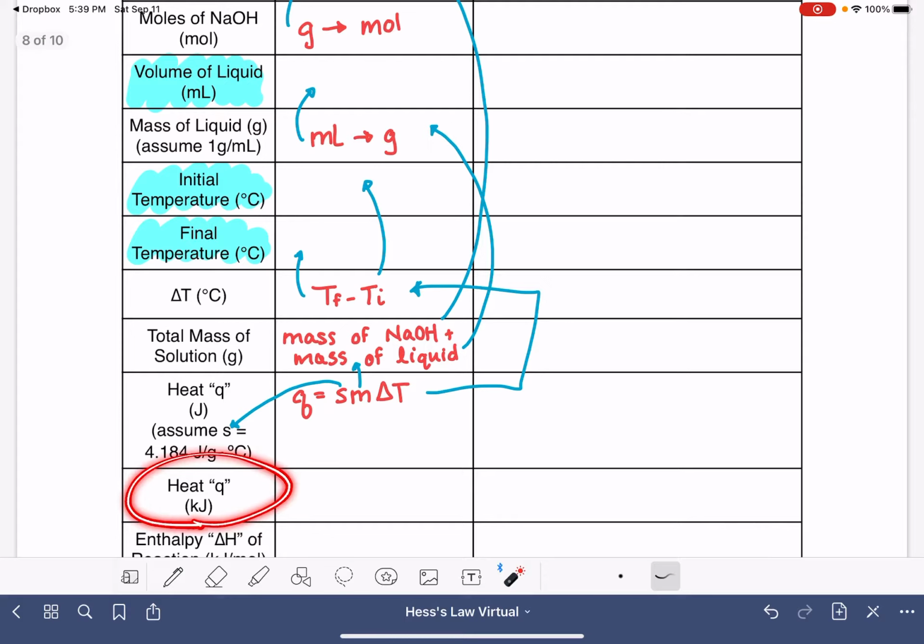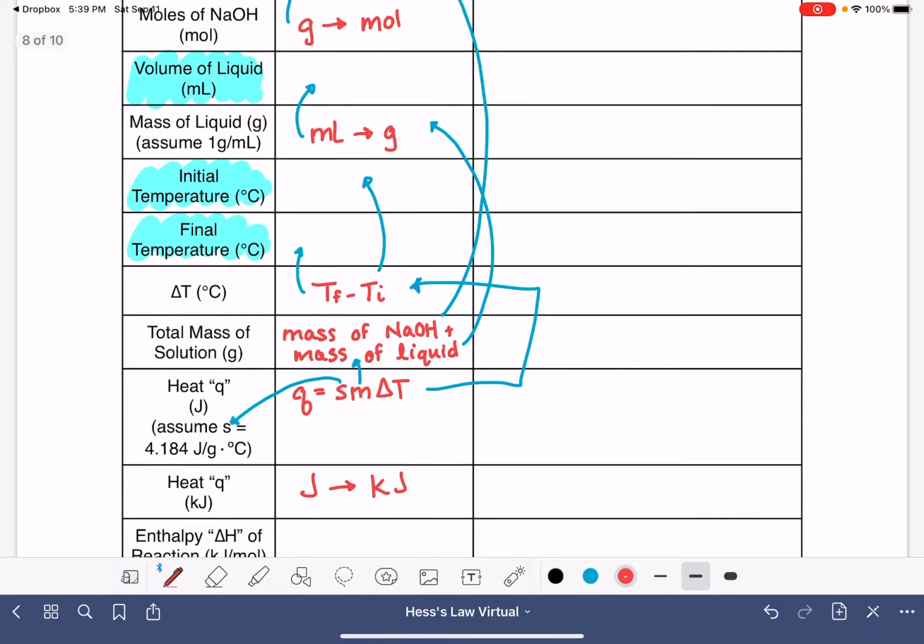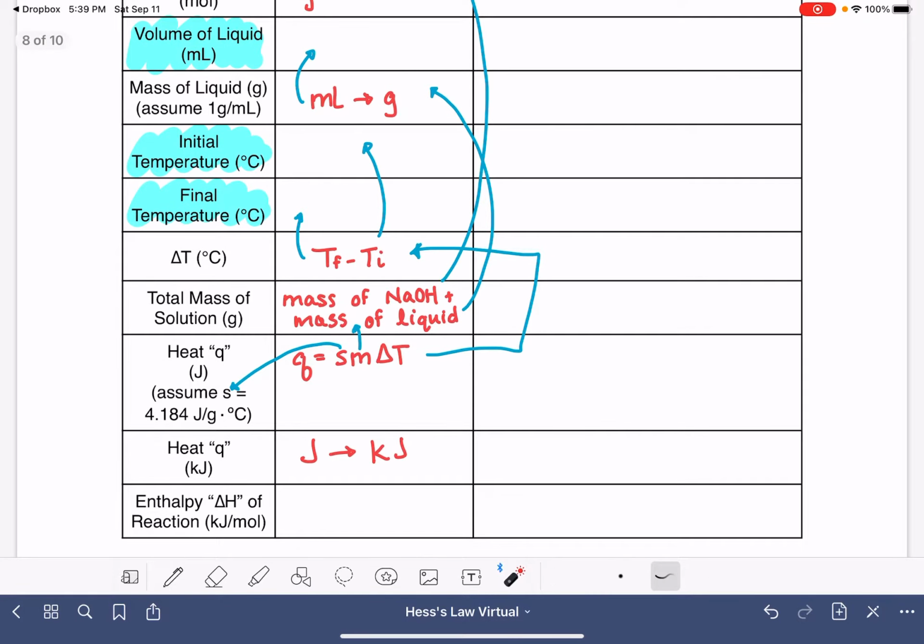Next, you'll be converting that heat into units of kilojoules. So here we're just going to be converting joules into kilojoules, which is simply dividing by 1,000. And then last but not least, you'll calculate the delta H, or the change in enthalpy for the reaction. This is going to be taking your kilojoules and dividing it by the moles.